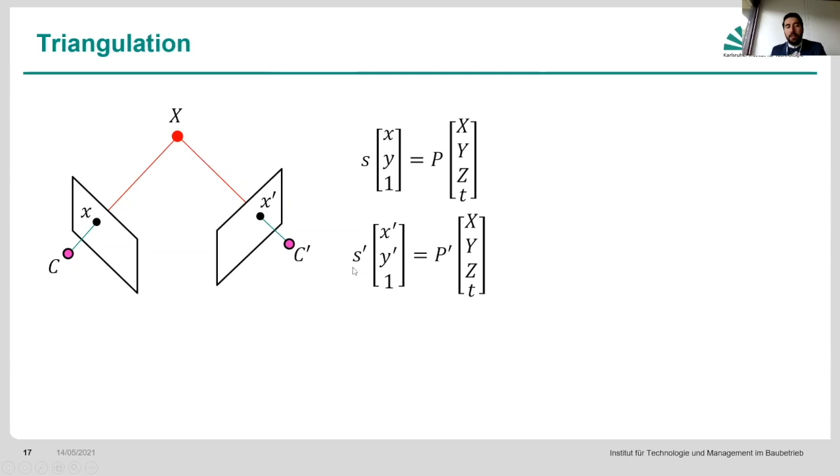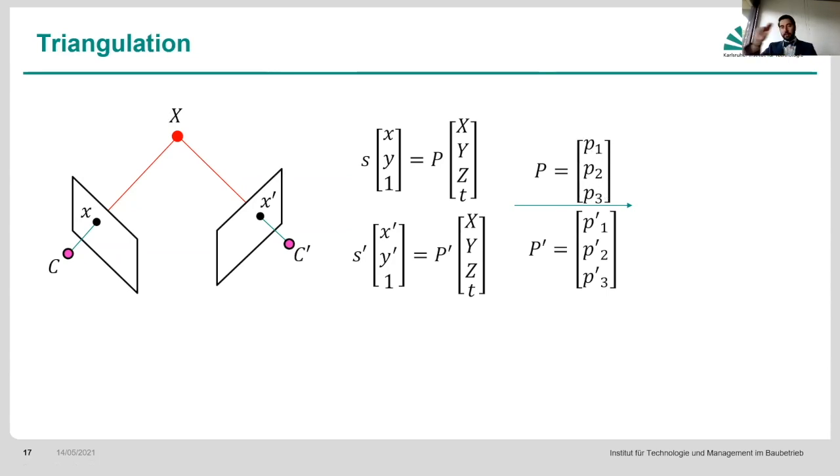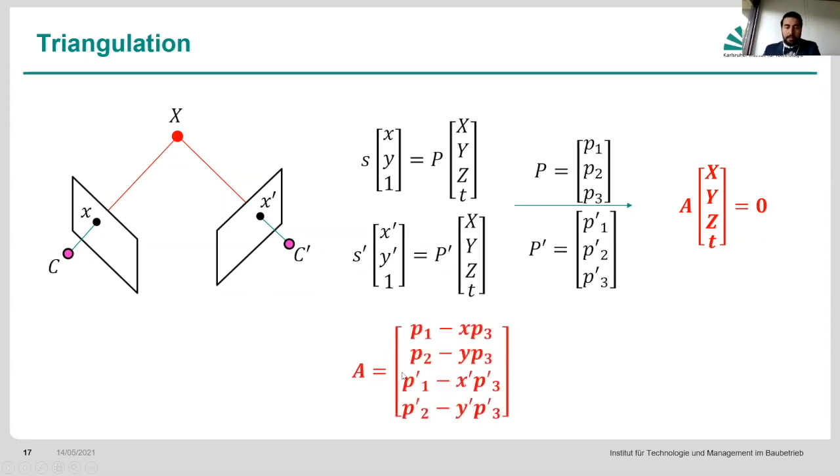What we have to do is we have to eliminate this S. And once we eliminate it and we write the P by means of P1, P2, and P3, which are the row vectors of the P, this basically would be a 4x4 matrix. From that, if you do some calculations and some manipulation here, we're going to get to the simple equation, which is A times X, Y, Z, T equal to 0. Where basically A is represented by this. I'm not going to go through the calculations because it's quite actually simple.